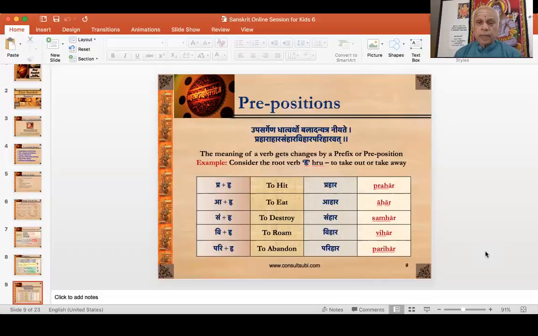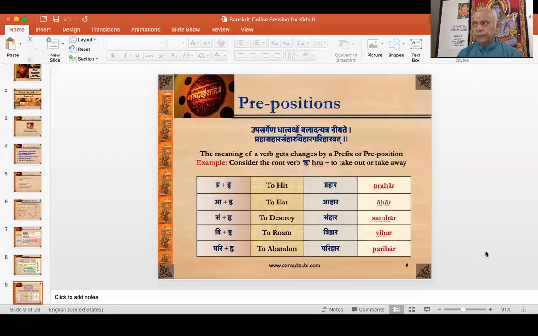There is a verse here, "upasargena dhatvarto balad anyatra niyate." You don't have to really remember this. I have not given the English translation. But for grammar, in English, you don't have these kind of verses. But in Sanskrit, they explain it with examples of verses. Upasargam means preposition.